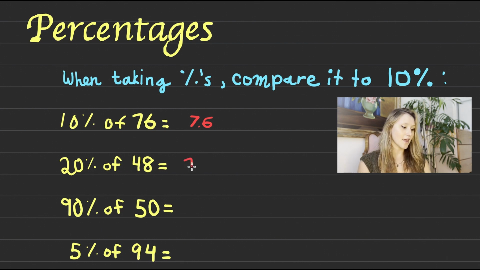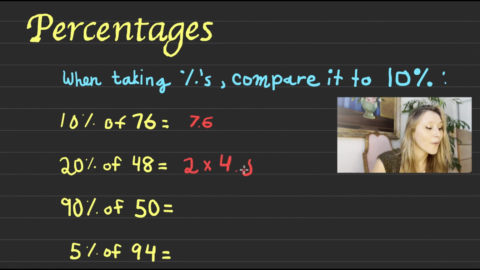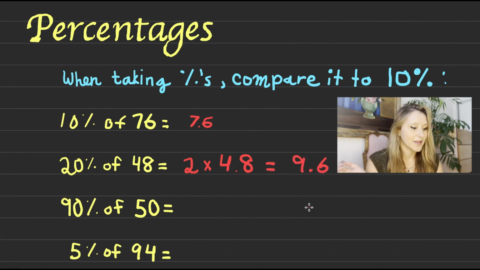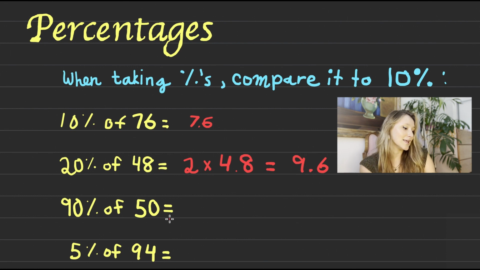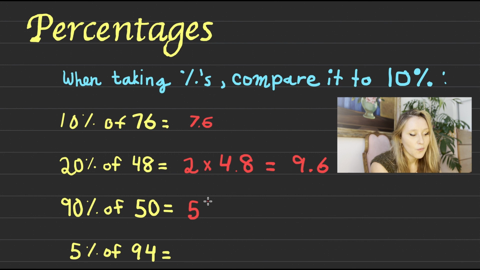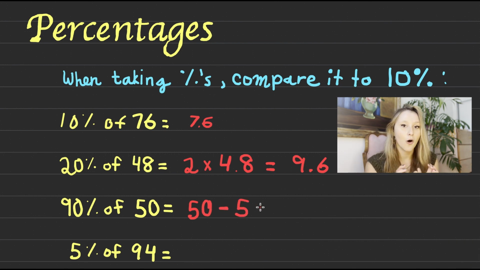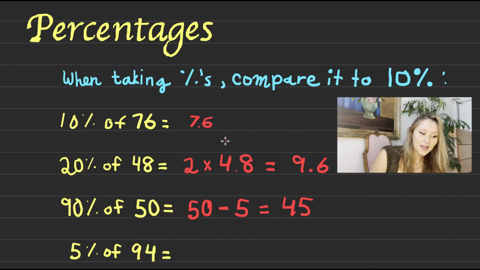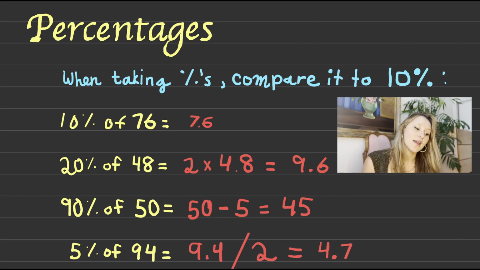20% of 48 is 2 times 4.8 because 10% of 48 is 4.8. Multiply it by 2: 9.6. Easy and accurate, right? 90% of 50, we are going to take the whole number and then subtract 10% of the number. So we get 45. Boom. 5% of 94, we are going to do 10% of the whole number and divide it by 2. And we get 4.7.